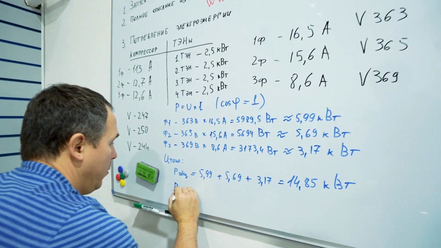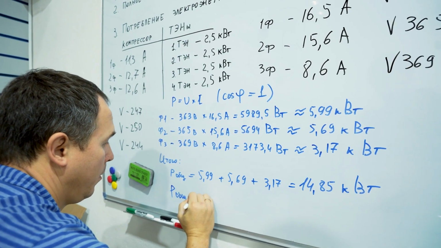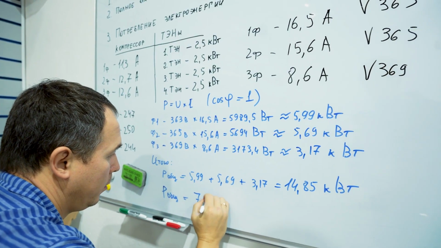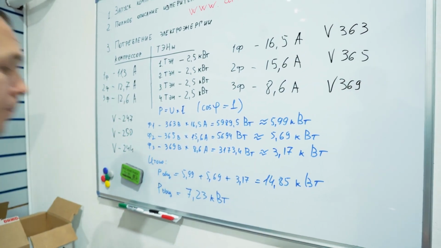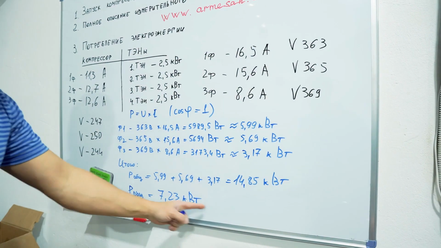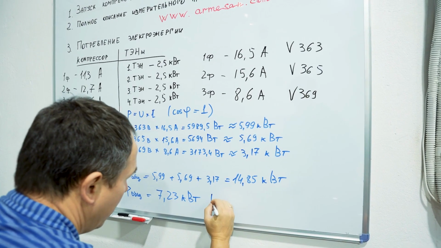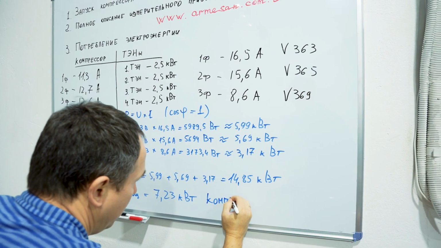And as for the compressor, we can see that the compressor consumes a bit more. The total P value equals 7.23 kilowatts in this case. This is the compressor's consumption.